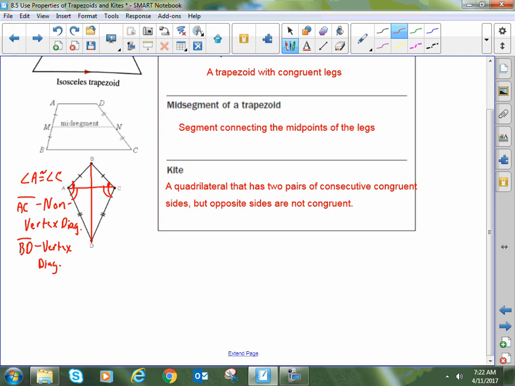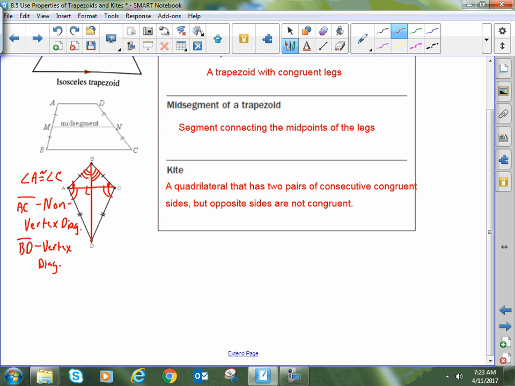triangle ABC, well, point B would be the vertex of the triangle because that's where the two legs come together, the two congruent sides come together to form that angle. That's what the vertex angle is. So AC would be considered the base of the isosceles triangle. Well, same thing with point D. It would be considered the vertex of its isosceles triangle. And since BD is the diagonal that connects them, that's called the vertex diagonal. The vertex diagonal is also the altitude of the isosceles triangle.